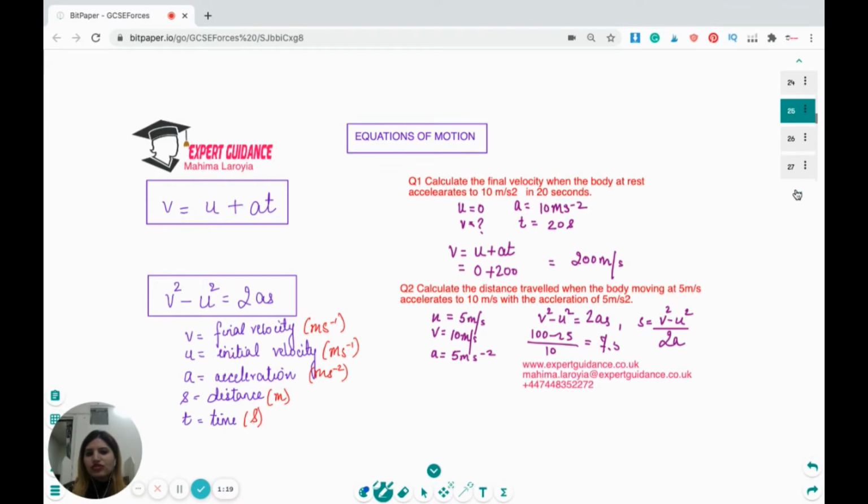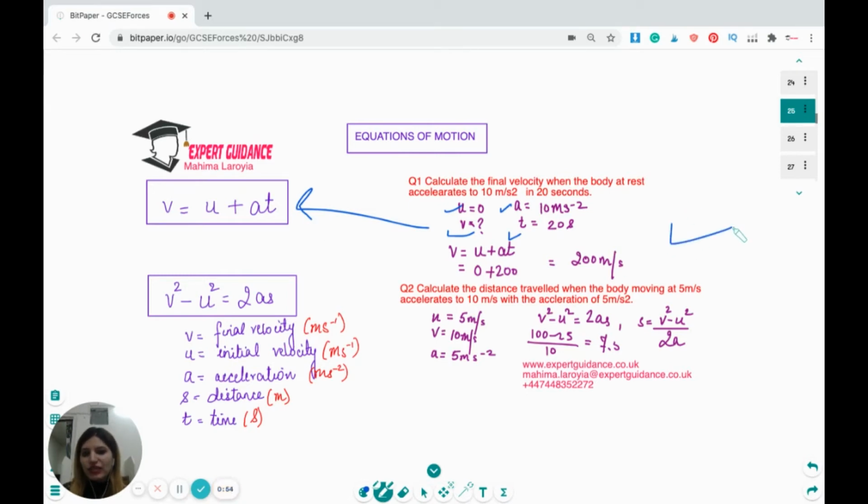Now, for the first question, we have to work out the final velocity, and the body starts from rest, so u becomes 0, acceleration is 10, t is 20. That means we can use the first equation, v equals u plus at. So the final velocity would be the initial velocity, which is 0, plus a times t, which is 200. So the final velocity is 200 meters per second.